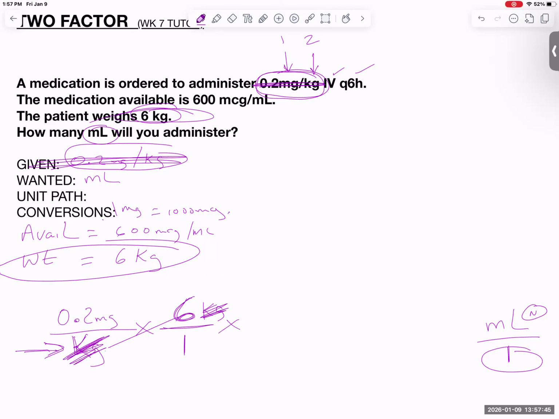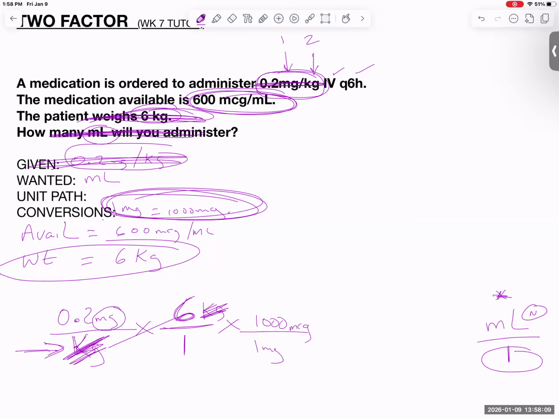Beautiful. So now I have to get rid of the milligram because I only want what? Milliliters. So what can I use in my problem? I've already used the kilogram. I already know what I'm solving for. What's left is the available medicine, but it's in micrograms. So what do I need to use? My conversion. So 1 milligram is 1,000 micrograms. Cross off my milligrams. Now I have micrograms, but I need milliliters. So how do I get rid of this? Now I'm going to use what's available. The pharmacy delivered something that is 600 micrograms per 1 ml.